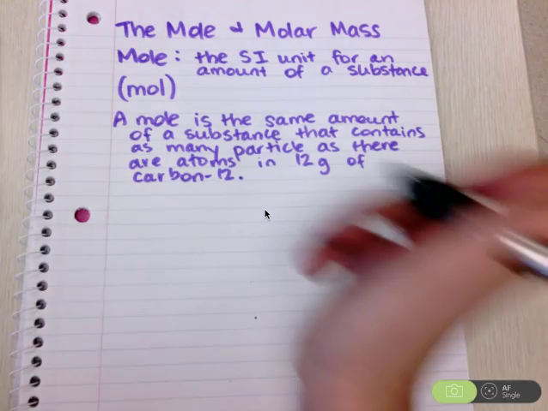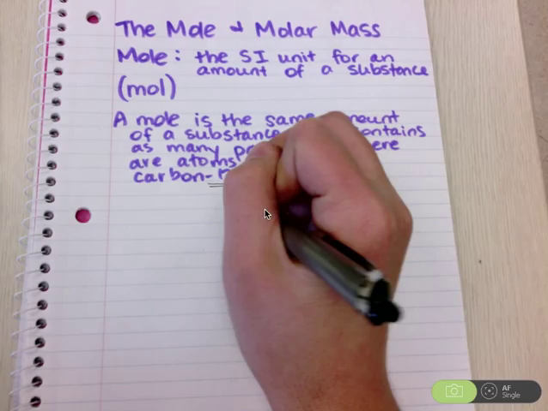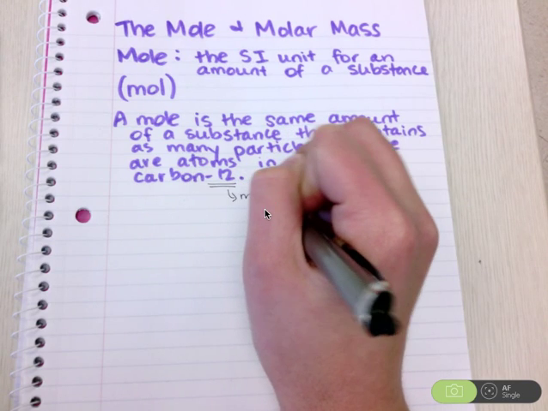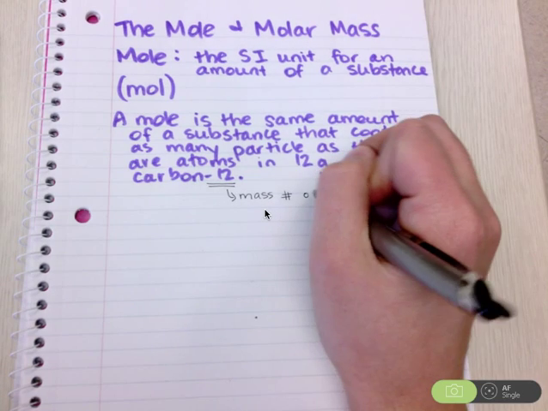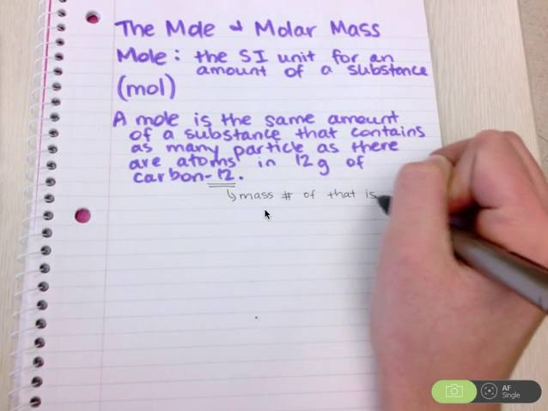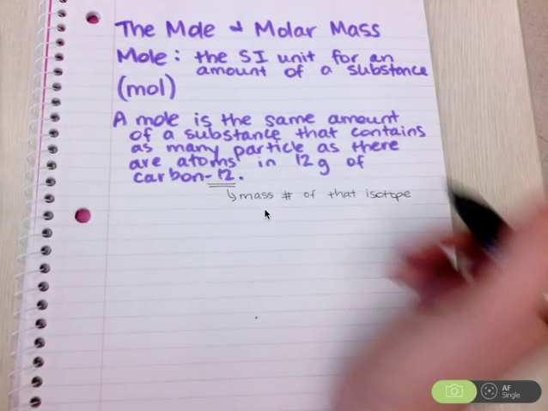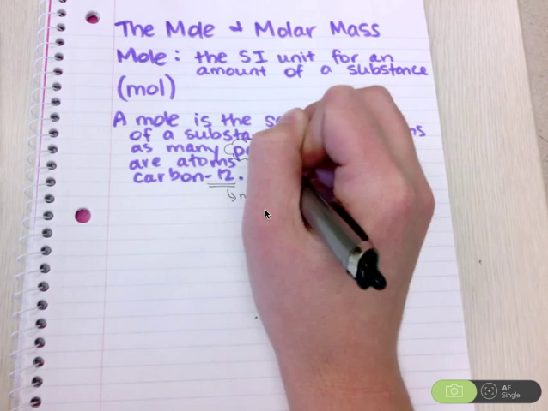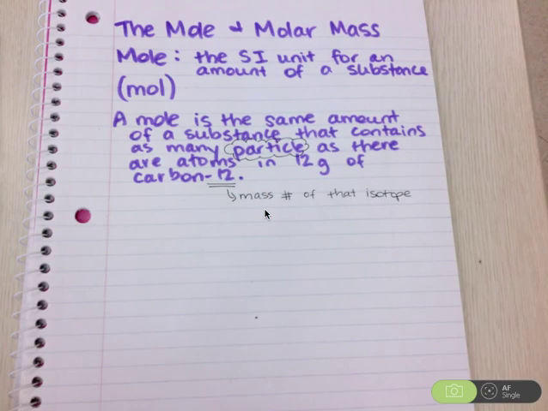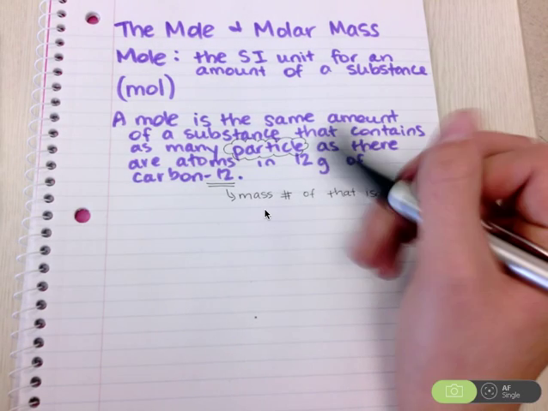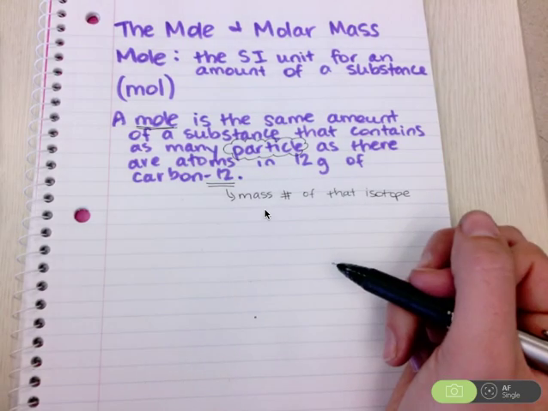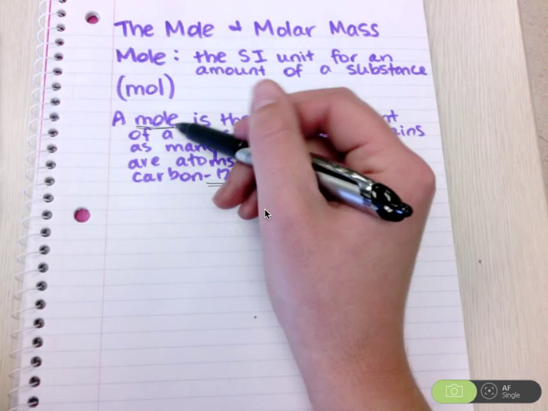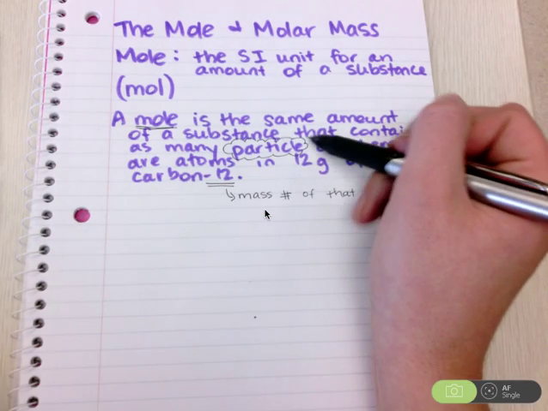What does this -12 mean right here? Remember, that just means the mass number of that isotope. And if we're counting particles, remember we're counting something that's really, really tiny. So we're going to get a large number. We're going to talk more about that in the next video. But I wanted you to just have an idea about how they're defining this word mole. It's a made-up unit so that we can deal with smaller numbers than having to deal with particles that are a much larger number.